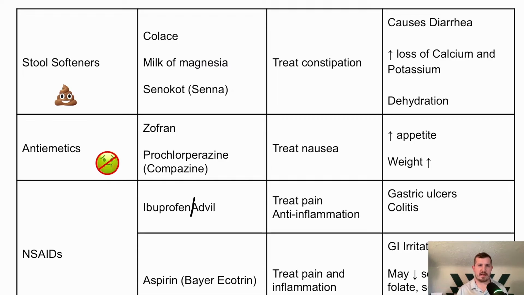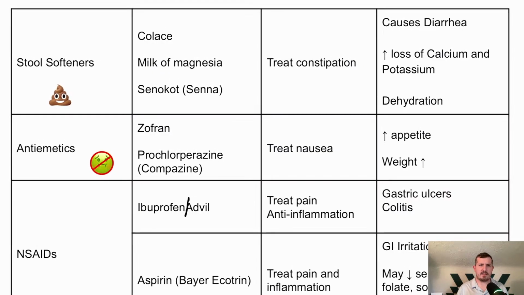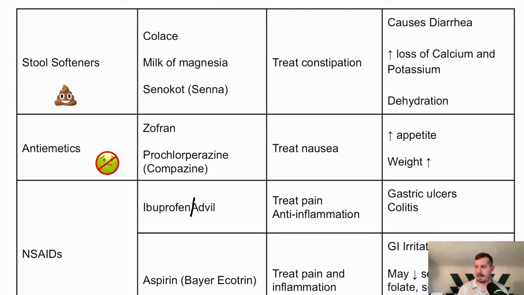You're going to lose calcium and potassium. So, because of that diarrhea and the stool softener, you're going to see an increased loss of calcium and potassium. And I add on to that, dehydration is going to be common, because if you're losing so much fluid through stool, then you're going to see loss of too much water and those electrolytes, like I mentioned there.